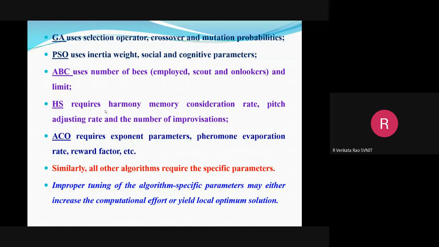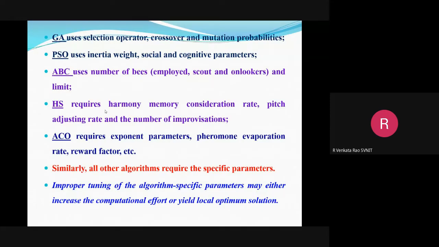For different crossover probabilities, combinations of different crossover probabilities, mutation probabilities, selection operators, and then different population sizes, different numbers of iterations. So many trials he has to make. Ultimately, a particular combination of population size, number of iterations, crossover probability, mutation probability, selection operator may give us the optimum solution. But that also we are not sure.